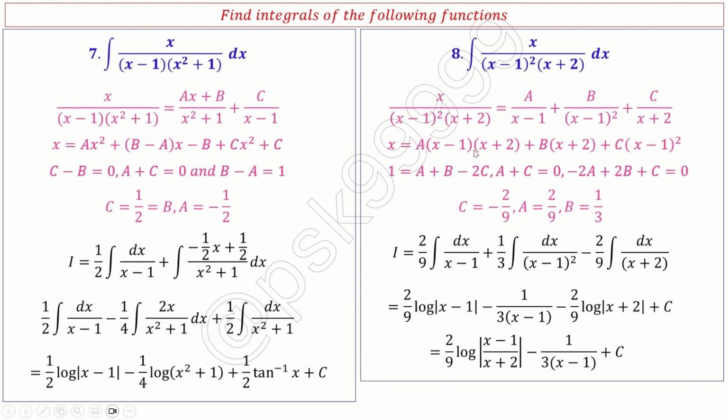Next, x by (x minus 2) whole square into (x plus 2). How we will do this is, it is nothing but A by (x minus 2) plus B by (x minus 2) whole square plus C by (x plus 2). Now you will solve your A, B, C, which is C is minus 2 by 9, A is 2 by 9, and B is 1 by 3. Okay, so this is my partial fraction integration. This is the answer. Okay, next.